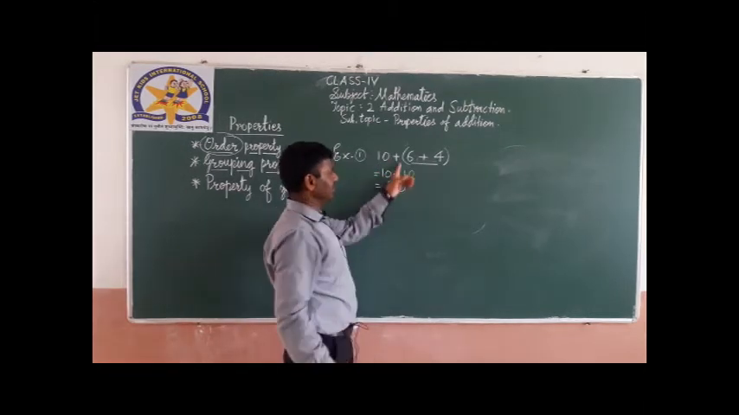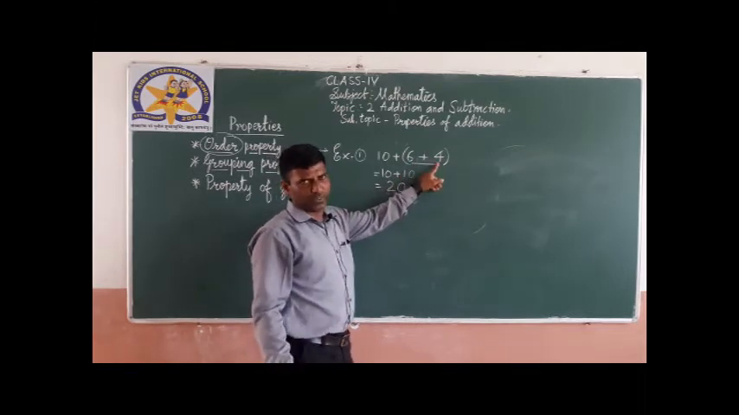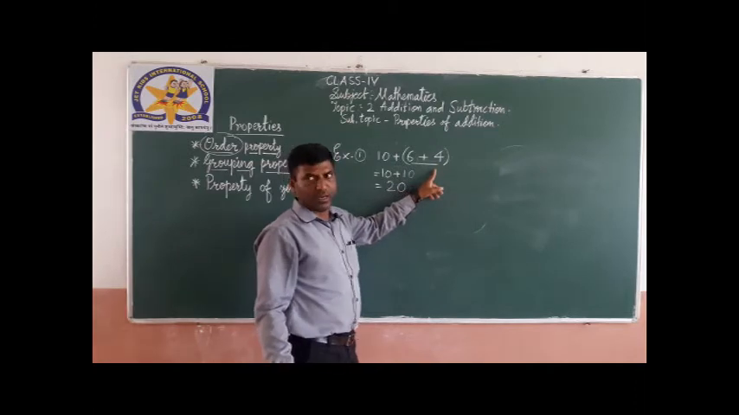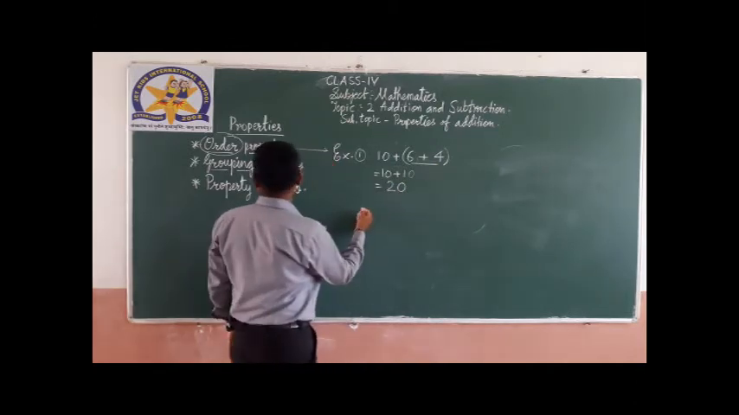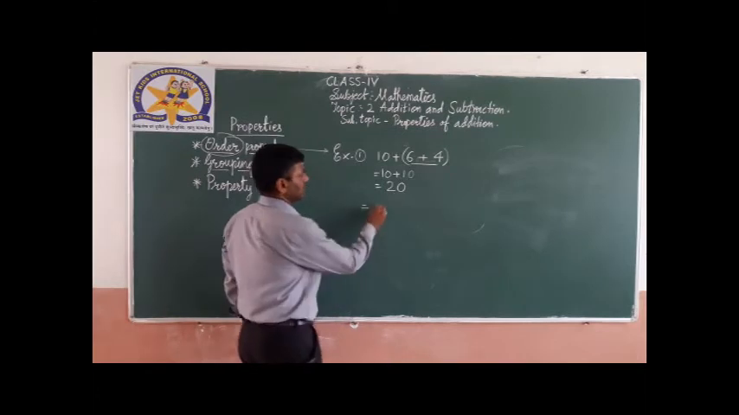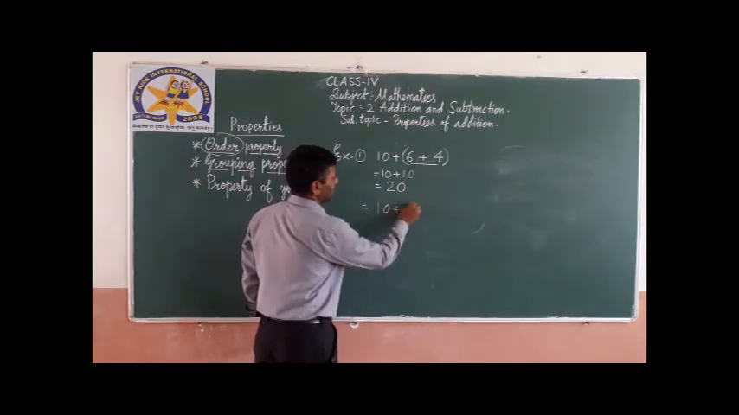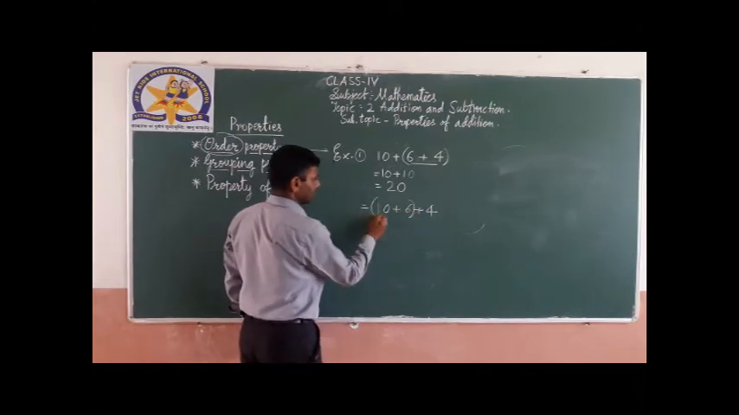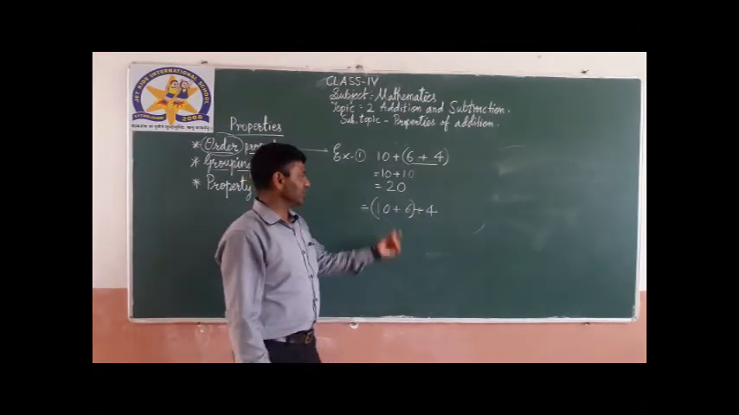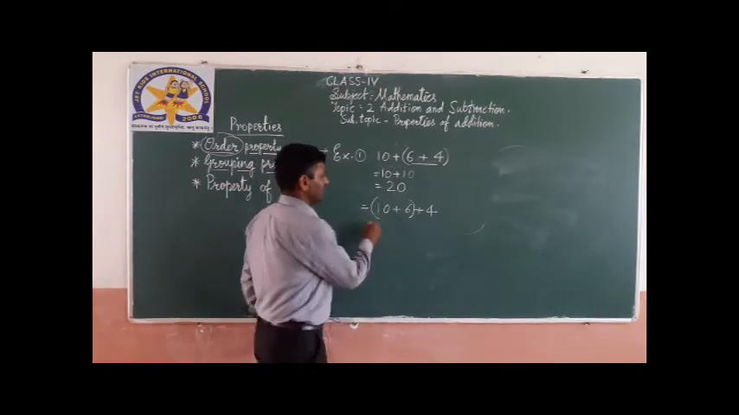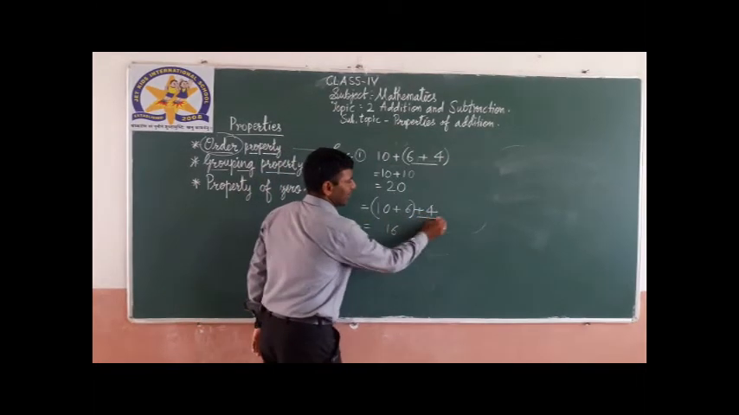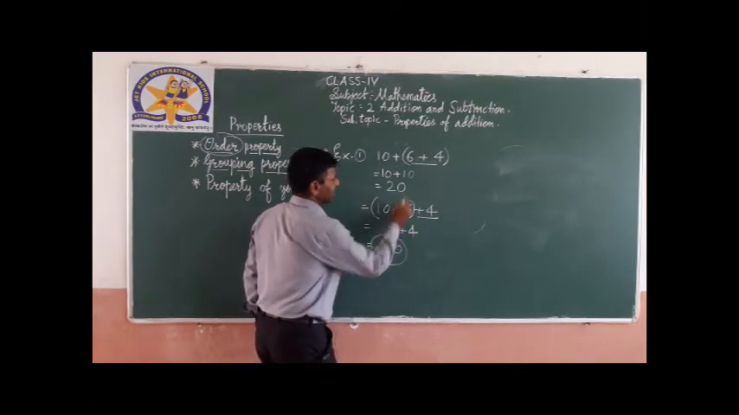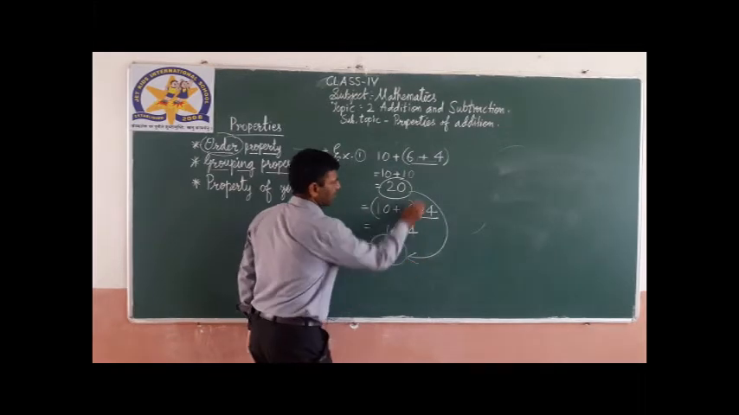So what is the answer? 20. Means 6 plus 4 first is 10, and 10 plus 10 is 20. The answer is 20. If we take the same numbers, 10 plus 6 plus 4, and group them like this, then see, 10 plus 6 is 16, plus 4, 16 plus 4 is 20. Is the answer the same?